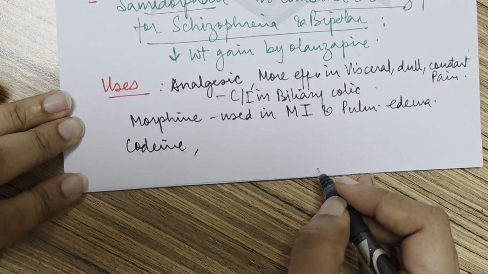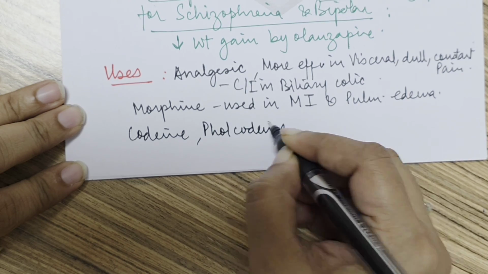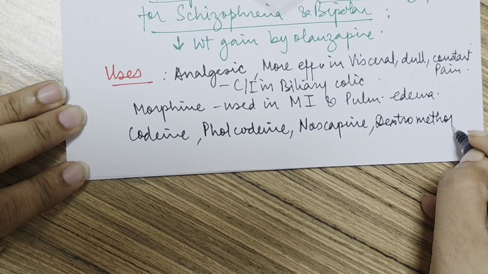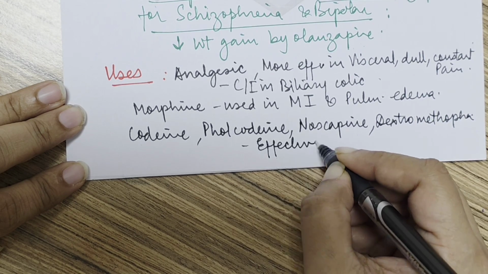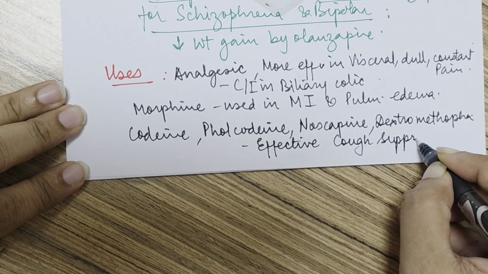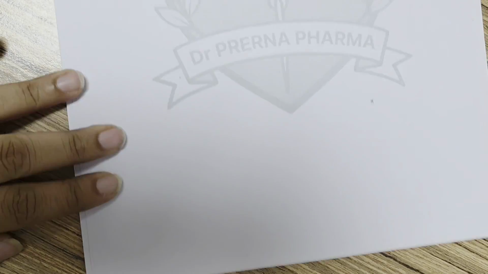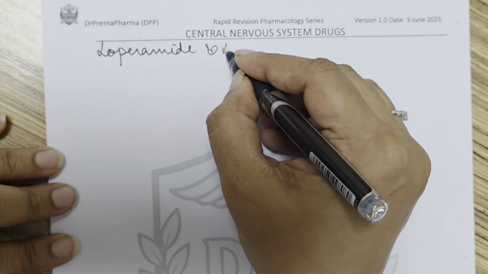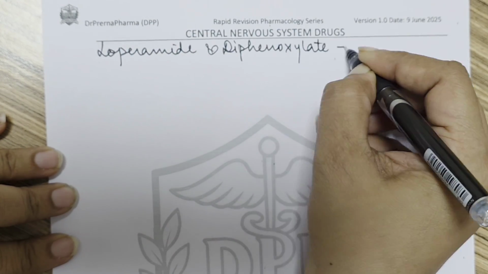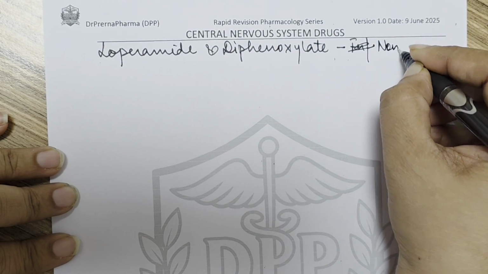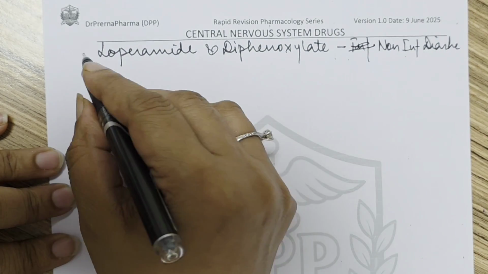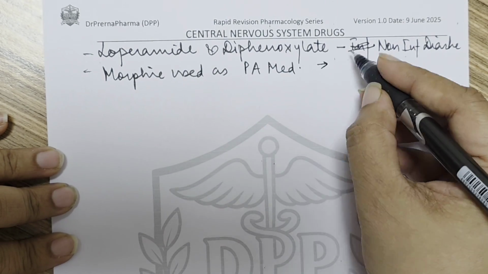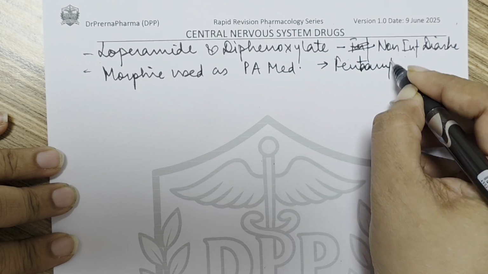Then codeine, pholcodine, noscapine and dextromethorphan. They are basically very effective cough suppressants. Okay. Then after that, some more uses are there. Loperamide and diphenoxylate are used in the treatment of non-infective diarrhea. Then morphine is used as pre-anesthetic medication, and other drugs like fentanyl are used as adjuncts.